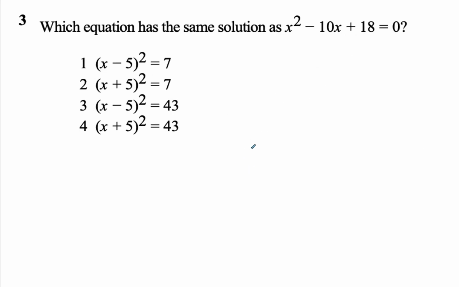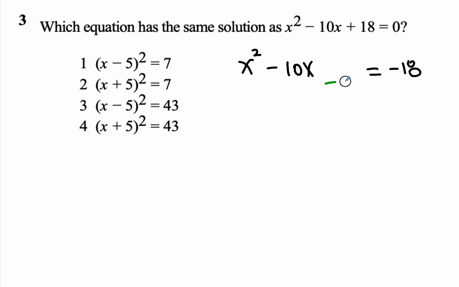All right, let's look at number 3 here. Now, basically what they want you to do is complete this trinomial into the perfect square. The way we can do that is we can subtract 18, so we have x² minus 10x equals negative 18.